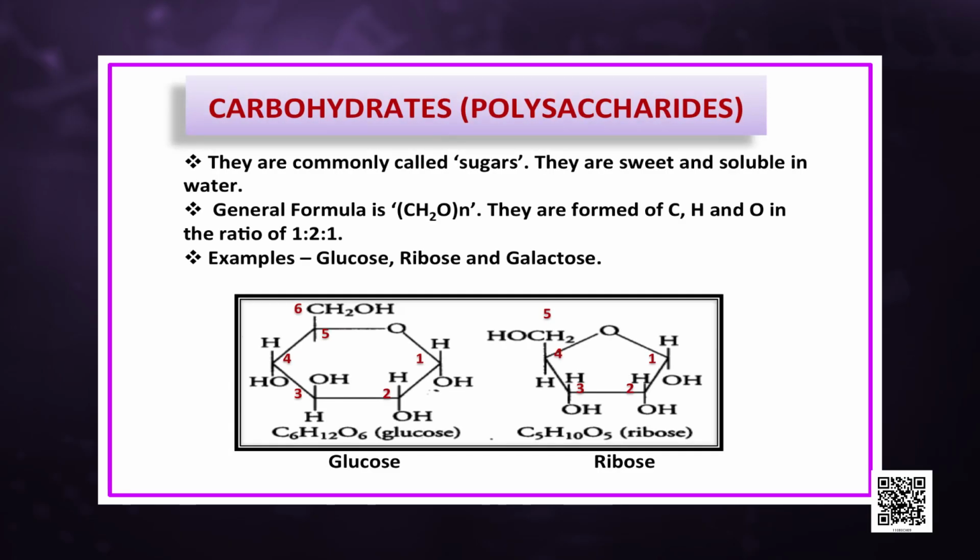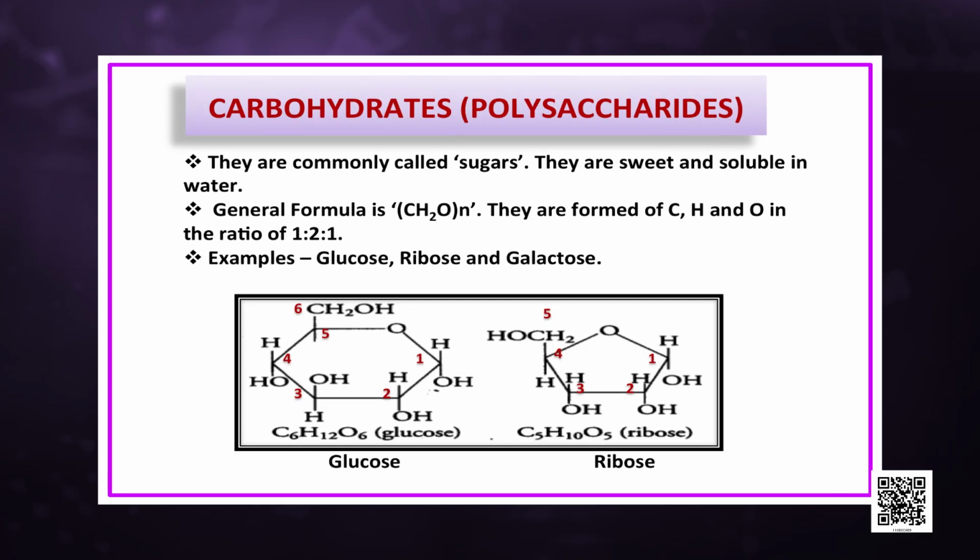Now let's discuss carbohydrates or polysaccharides. They are commonly called sugars. They are sweet in taste, soluble in water. Their general formula is CH2ON. Polysaccharides are polymers. They are formed by the joining of monomeric units, that is monosaccharides, with the help of glycosidic bond. Monosaccharides are those simple units which cannot be broken down further into smaller components.